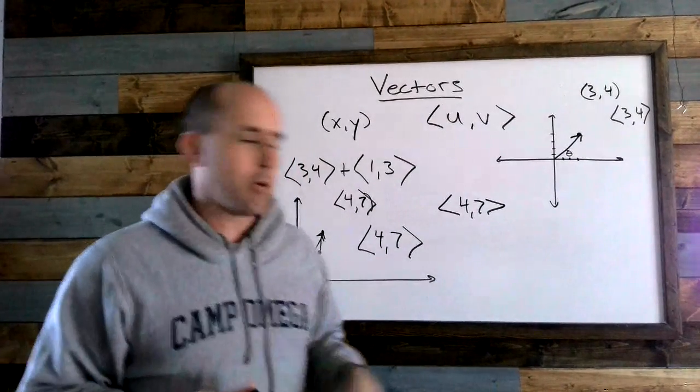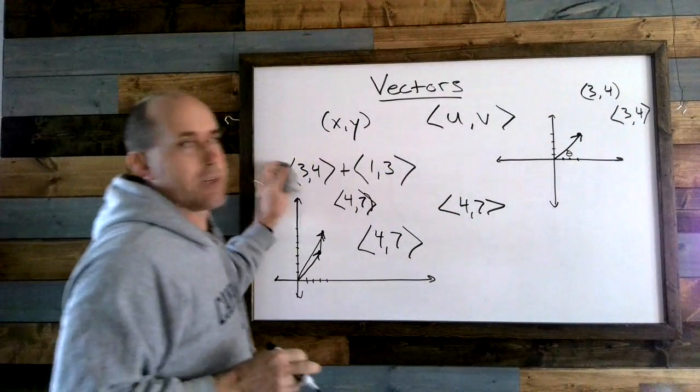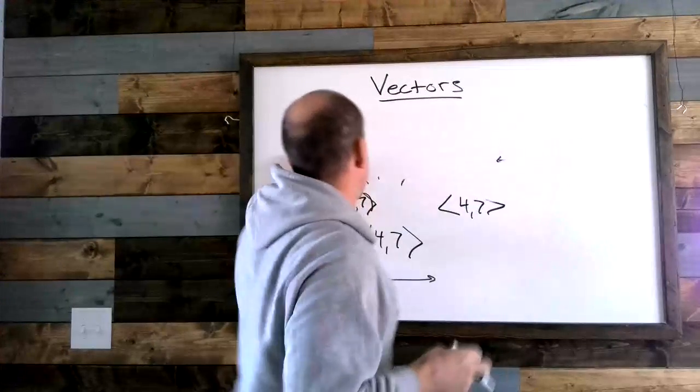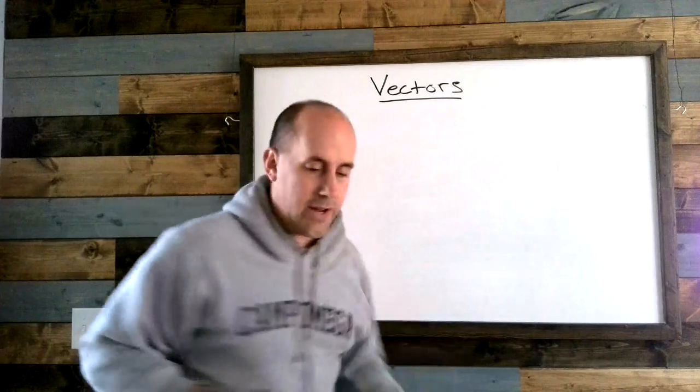I tried to write mine up pretty neat as I was making the examples. So, vector addition, pretty straightforward. Let's look at some operations with vectors that don't fall directly under that category, but are very much related.